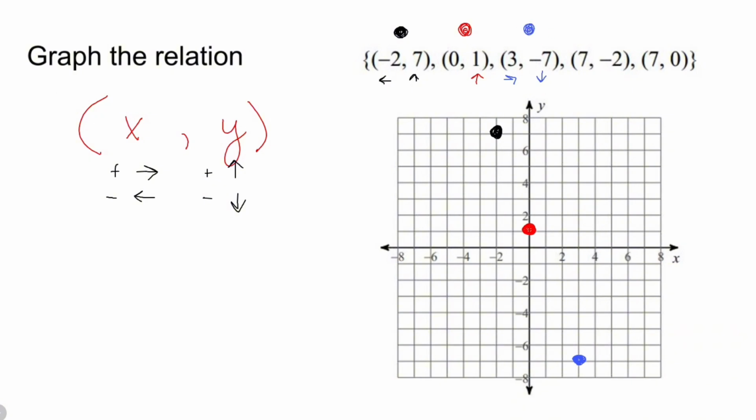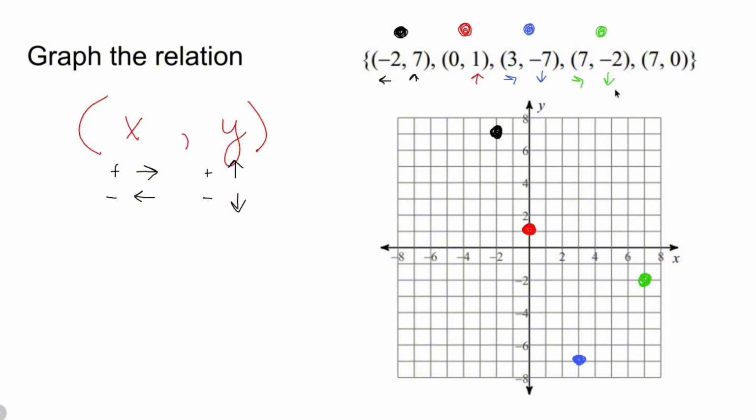Now I have 7, negative 2. Positive 7 means I go right 7. Negative 2 means I go down 2. So start at 0, 0, 1, 2, 3, 4, 5, 6, 7, down 1, 2, and there's my green point, which is 7, negative 2.